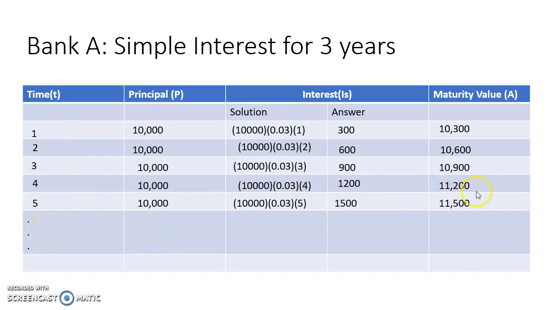So it would be very long. So we make a generalization. So we have time t, principal, capital letter P, interest. So we have the interest, we use the formula principal times rate times time. So maturity value is P, principal, times the quantity 1 plus rate times time. So next time you can make use of this formula if you're computing for simple interest. All right.